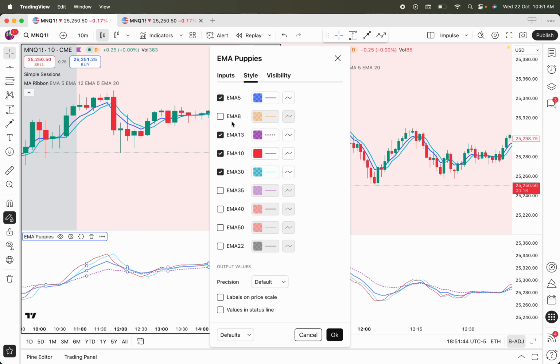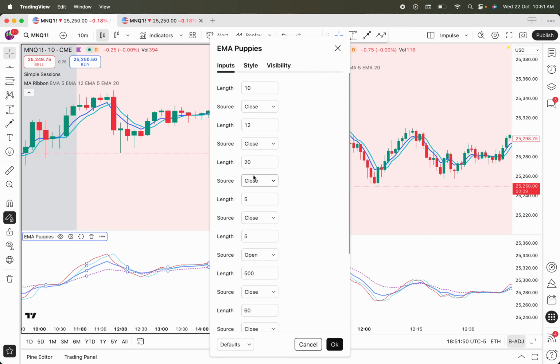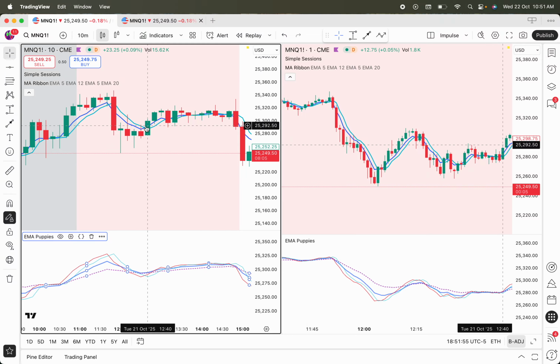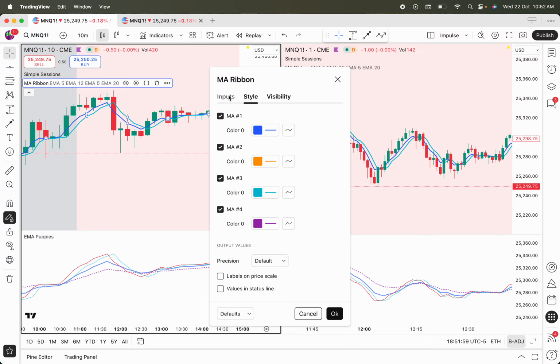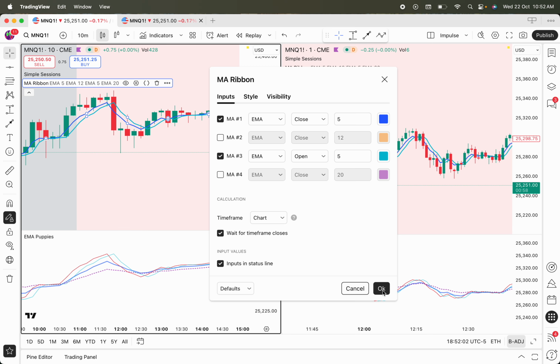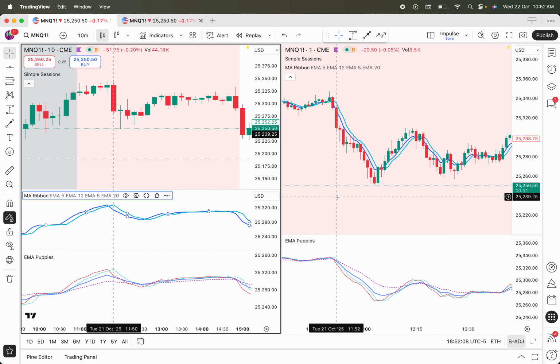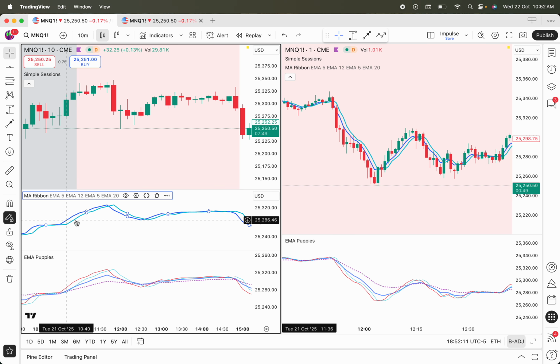Now these numbers here, 5, 8, 13 and 12, cannot be changed on this section, but in the inputs they can be changed, but it's not reflected here, okay? You can use a moving average ribbon, which is this thing here, that only has 4 EMAs, and if you wanted to, you can move it to a new pane below, and that's going to give you exactly the same as this EMA puppies.